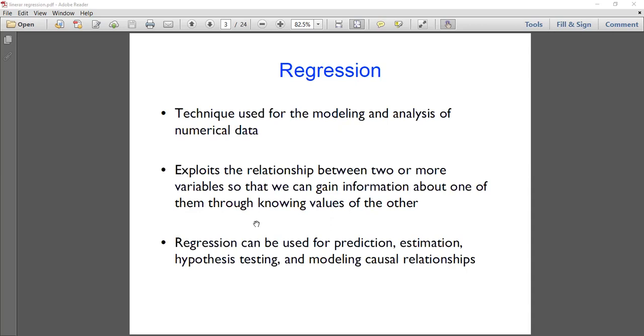So to start with, linear regression is simply a technique that is used for modeling and analyzing numerical data. It exploits the relationship between two variables if it's linear, or more than two if it's multilinear, to gain information about one of them knowing the other values. So regression is actually used for 1, prediction, 2, estimation, 3, hypothesis testing, and for modeling causal relationships.